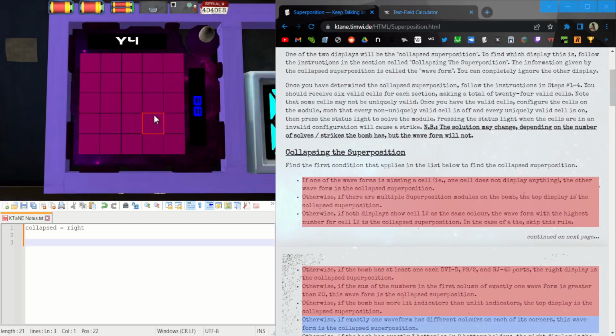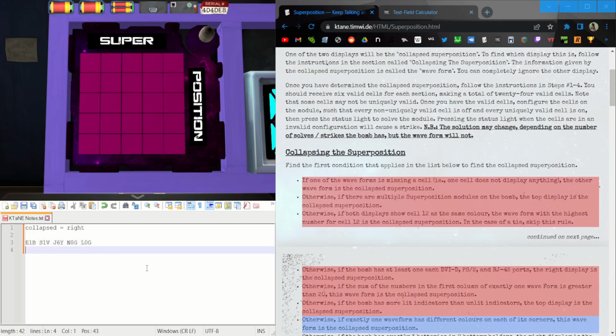So the first cell here would be Echo 1 blue. So we're going to write Echo 1 Bravo for blue. Then Sierra 1 violet. Juliet 6 yellow. November 8 green, Lima 0 green, and it will always be letter then number for these displays, by the way. Tango 4 white, just gonna double check. Yep, okay. Oscar 4 violet, Charlie 8 green, that's Delta, so Delta 8 blue.